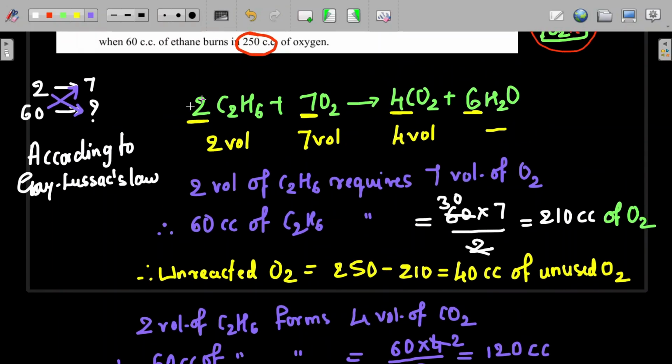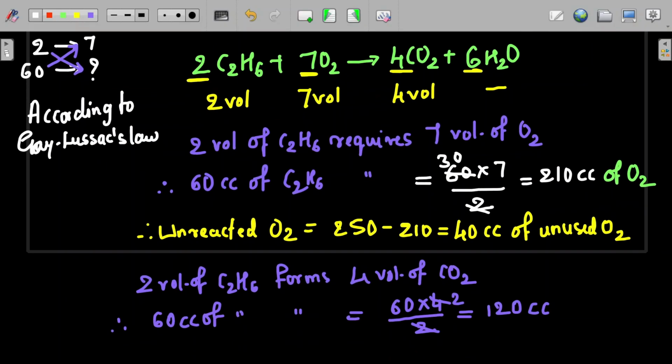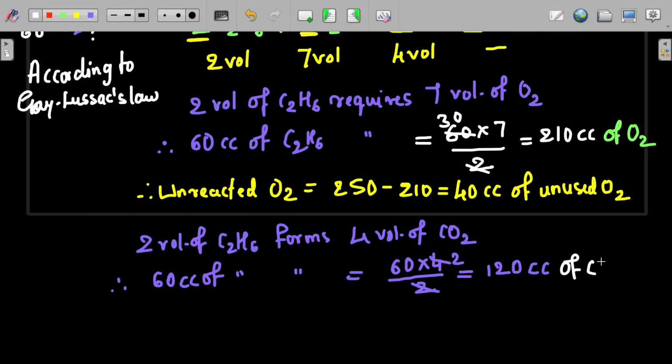Actually, simple calculation. Here only you know. What is the ratio? 2 is to 4. Means 1 is to 2. Simply if you do 2 is to 4 ratio, 1 is to 2 it becomes. So if it is 60, you should get 120. Double of that. But you should not do directly. You have to write all these sentences. Okay. So 120 cc of CO2.